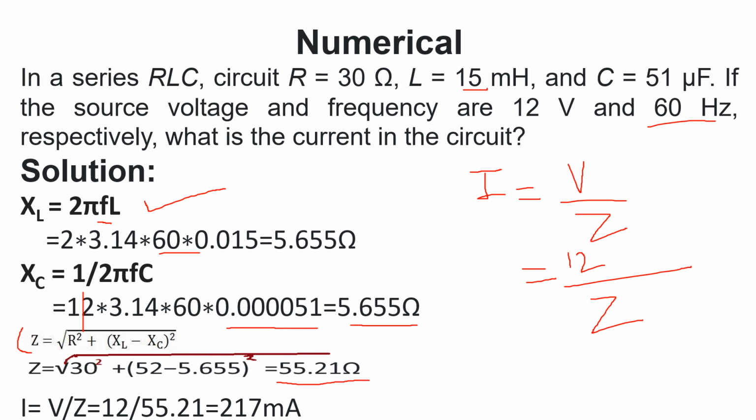This will be substituted over here, that is Z is equal to 55.21 ohm. So I is equal to 12 divided by 55.21, that is 0.217 ampere or 217 milliampere. Okay, so this is how the numerical will be solved. Thank you all.